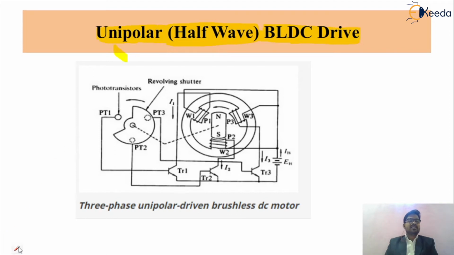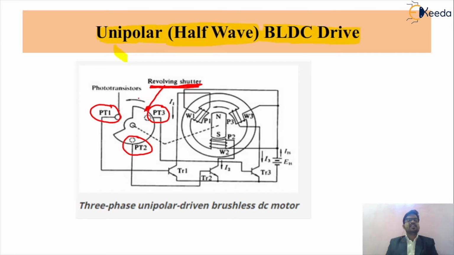So friends, we can understand the working principle of the unipolar BLDC drive. As shown in the figure, there are different phototransistors. The first one is called PT1, the second phototransistor is PT2, and the third is PT3. In the unipolar BLDC drive we are using one revolving shutter. The purpose of this revolving shutter is that while the photonic energy is incident on the particular phototransistor, the rotation of the shutter changes which one is illuminated.